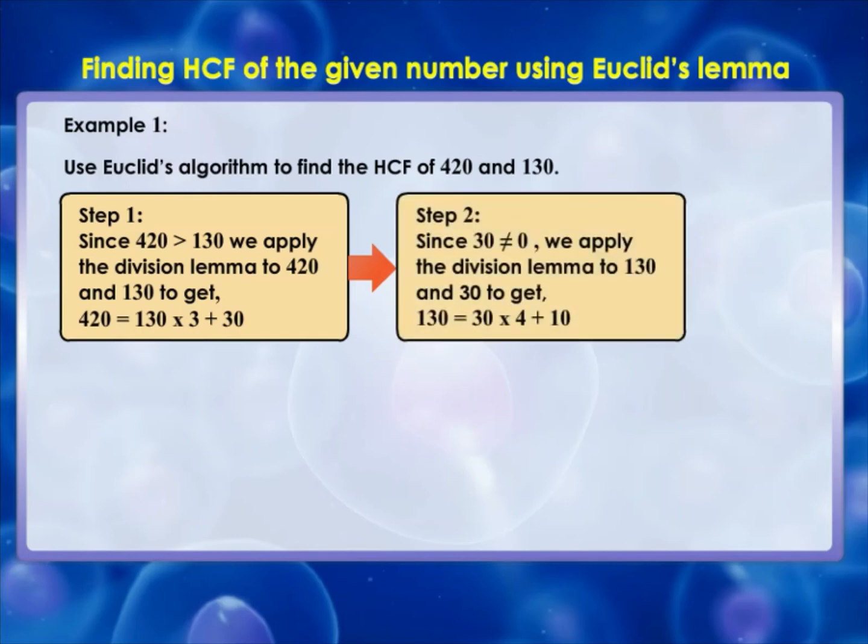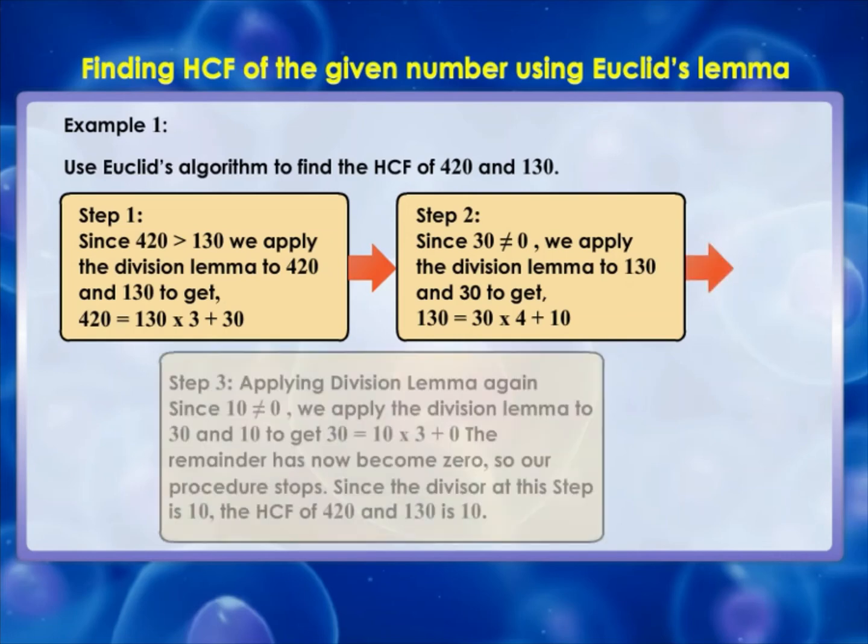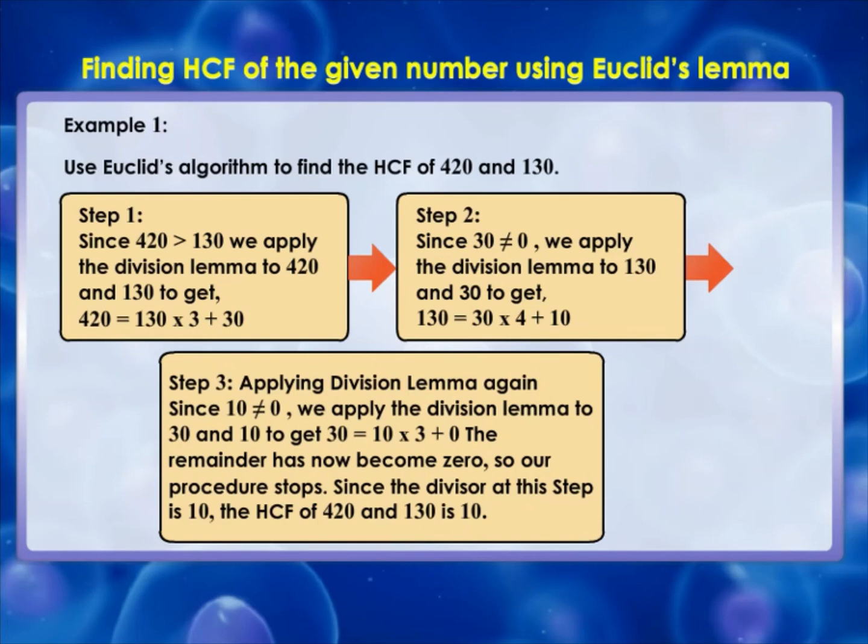Step 2. Since 30 is not equal to 0, we apply the division lemma to 130 and 30. We get 130 = 30 × 4 + 10. Step 3. Since 10 is not equal to 0, we apply the division lemma to 30 and 10 to get 30 = 10 × 3 + 0.